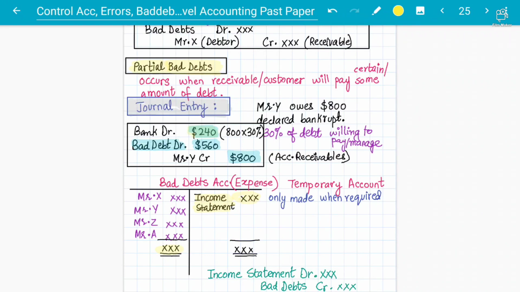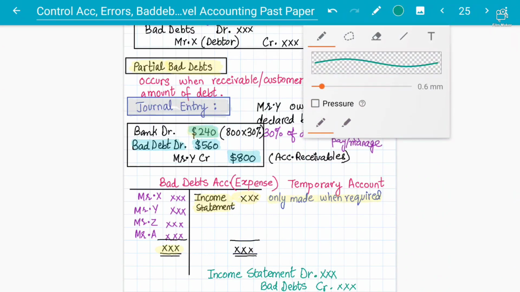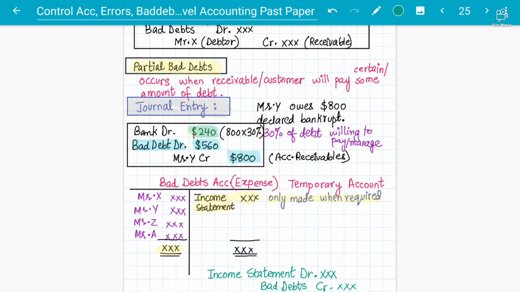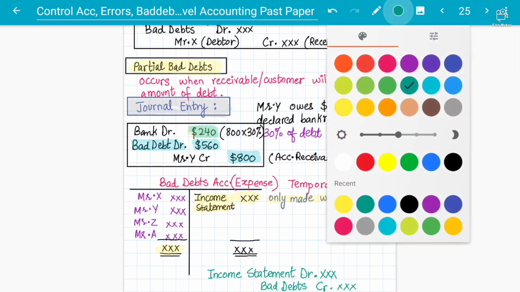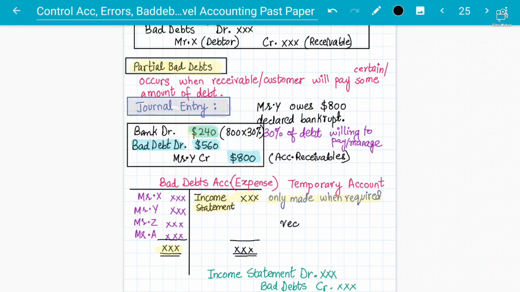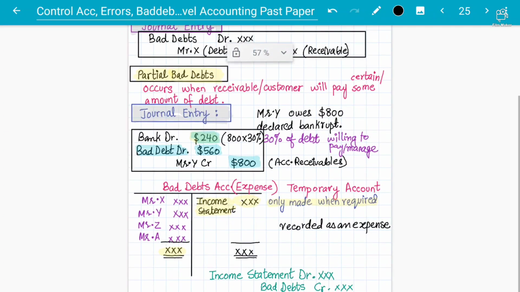So it's a temporary account. It is only made when it is required, and there is no balance carried to the next year. You can write these things as well. Also, we need to understand that the total will always be transferred to the income statement and it is recorded as an expense. The important thing is that it will be recorded as an expense and transferred to the income statement as well. I hope students get an understanding of the bad debts account and how you make it.